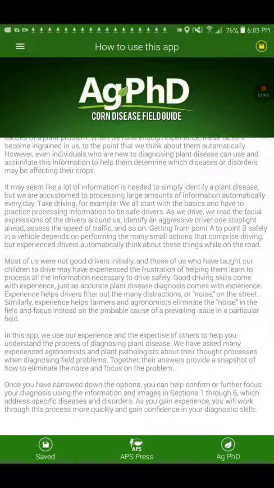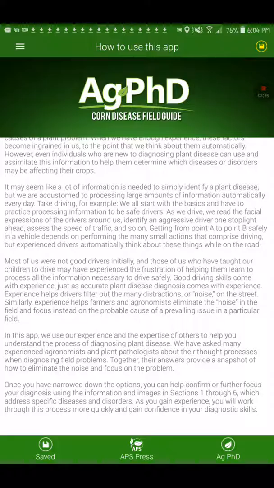Most of us were not good drivers initially, and those of us who have taught our children to drive may have experienced the frustration of helping them to learn to process all the information necessary to drive safely. Good driving skills come with experience, just as accurate plant disease diagnosis comes with experience. Experience helps drivers filter out the many distractions or noise on the street. Similarly, experience helps farmers and agronomists eliminate the noise in the field and focus instead on the probable cause of the prevailing issue in a particular field.